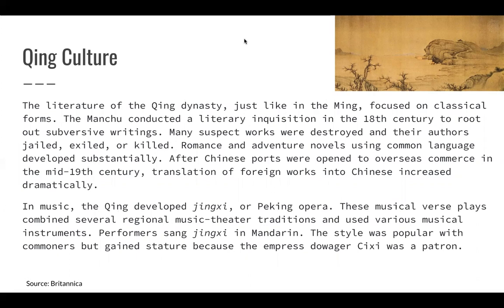After Chinese ports were opened to overseas commerce in the mid-19th century, which was a result of the Opium War, translation of foreign works into Chinese increased dramatically.